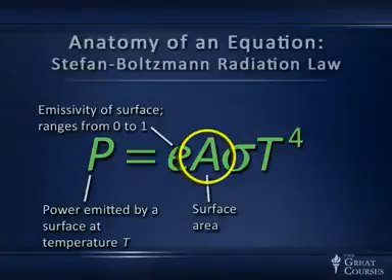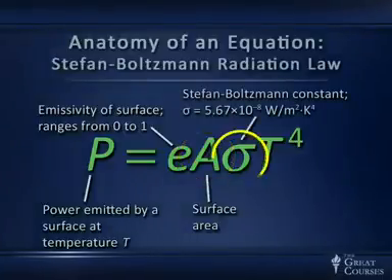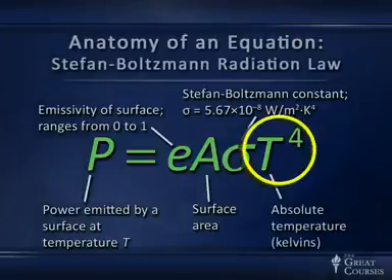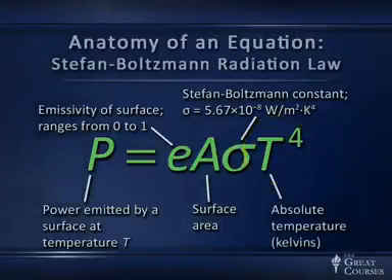So let's continue to look at this equation. A is the surface area of the object that's radiating energy. Sigma is a universal constant of nature. It has the value roughly 6 times 10 to the minus 8 watts per square meter per Kelvin to the 4th. And finally, the most important thing here is the temperature in kelvins. It has to be in absolute units.